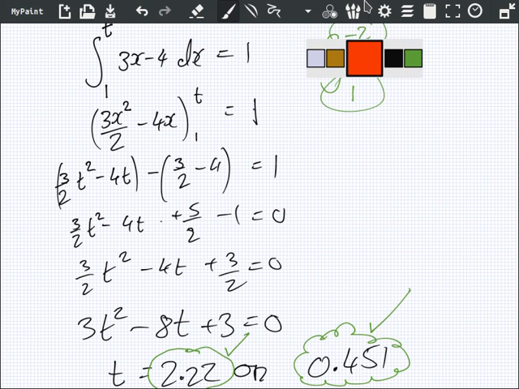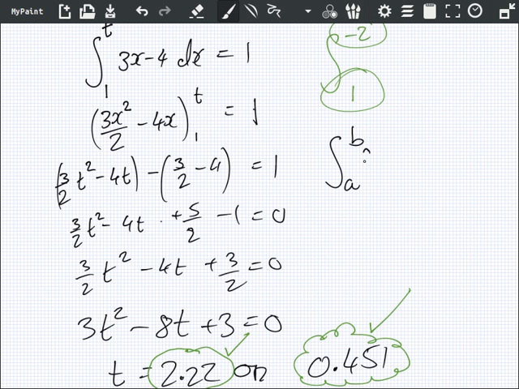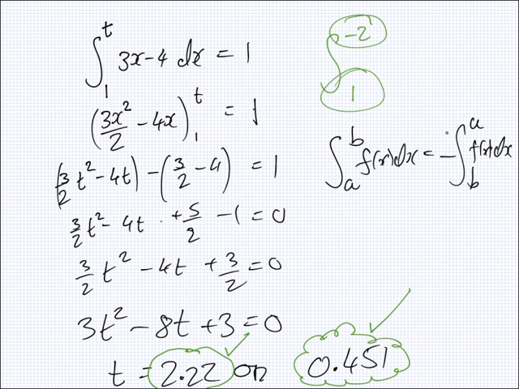In fact, there's a simple rule if you want to swap the upper and the lower. The integral from a to b of f(x) dx is the same as minus the integral from b to a of f(x) dx. The only effect of swapping them is changing the sign. That's all. It's no big deal.